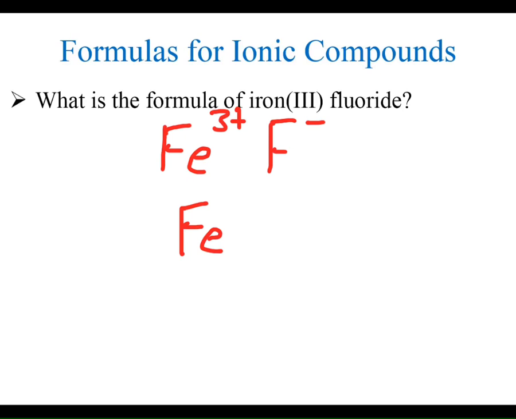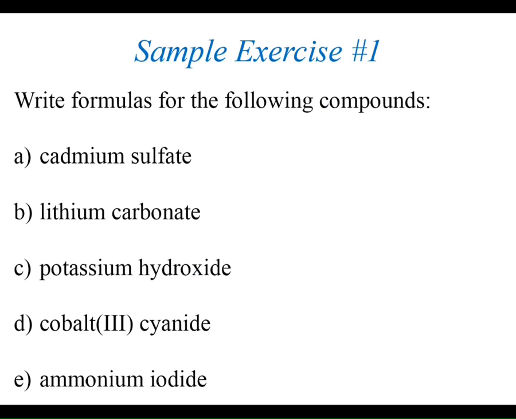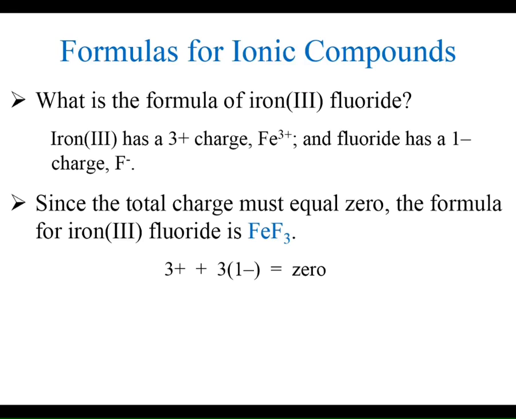Okay, so how can I make those cancel out? Yeah, I need 1 iron, but I need 3 fluorides, right? Because I've got 3 positive, I need 3 negatives. Does that make sense? Any questions on that? Why did you put the number on the bottom instead of the top? Because the top means it's a charge. The bottom is how many you have.